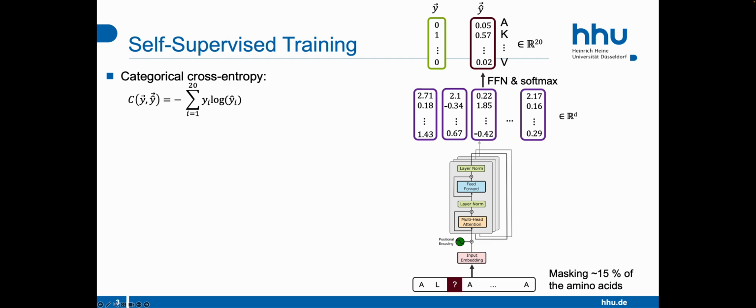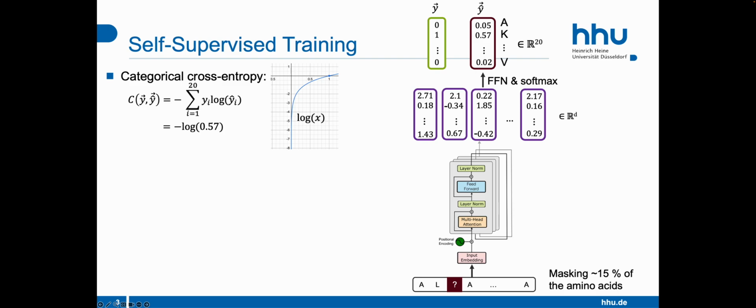For all 20 entries of the resulting vector y, we compute the product of yi with the logarithm of yi hat. Since only one entry in our vector y is non-zero, the entire sum will simply be a single multiplication of yi with the logarithm of the value we predicted for the true class. So in our case, we get -1 times the logarithm of the predicted value for the second amino acid, which is 0.57.